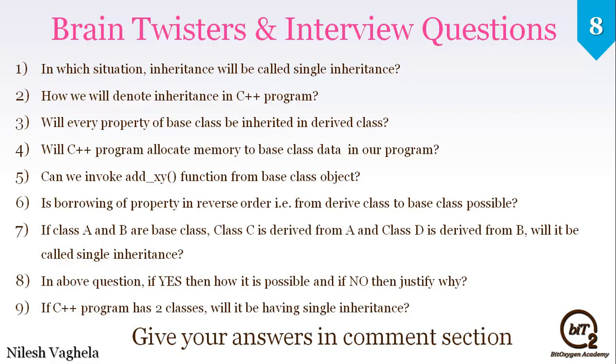If class A and B are base classes, class C is derived from A and class D is derived from B, will it be called single inheritance? If yes, then how is it possible, and if no, you will have to justify your answer. If a C++ program has two classes, will it be called single inheritance, or will these classes be in single inheritance? So these are the questions from single inheritance classes.